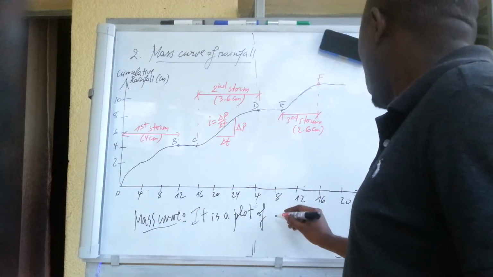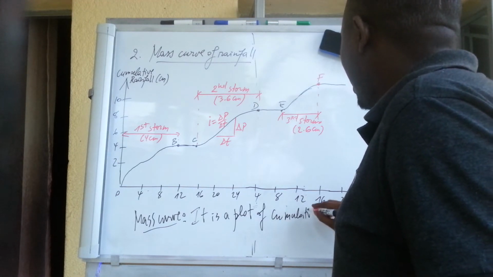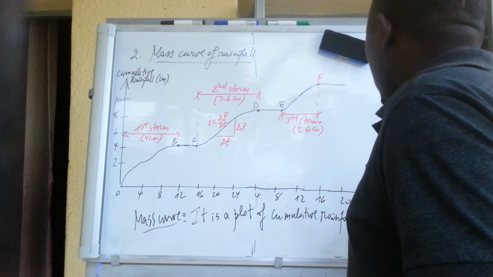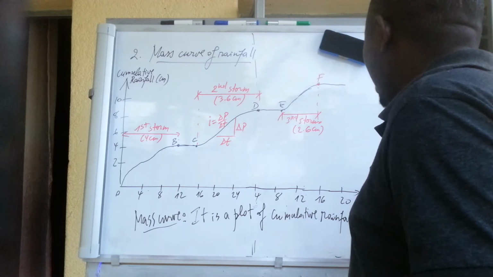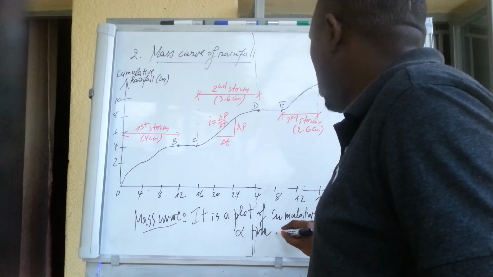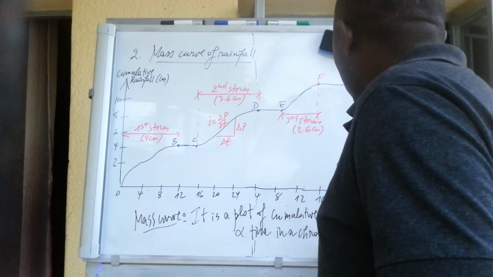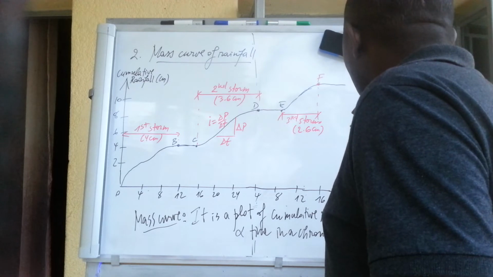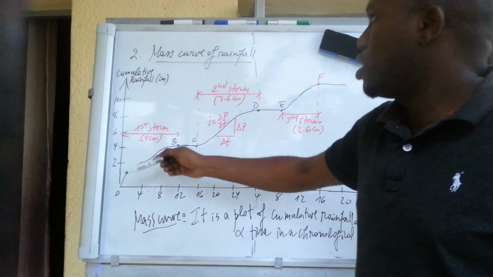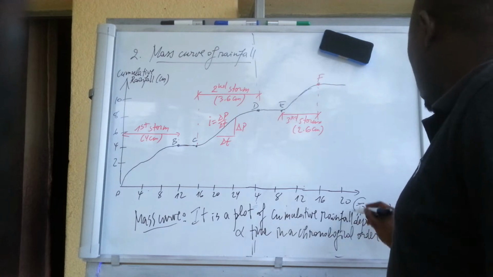Mass curve, it's a plot of cumulative rainfall depth versus time, and the time in a chronological order. So mainly this is the relationship between the cumulative rainfall and the time. This is the time. So this graph is for time.